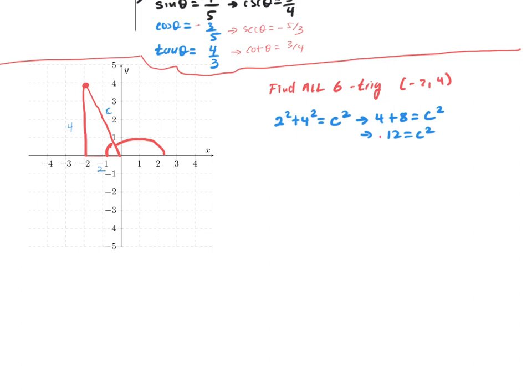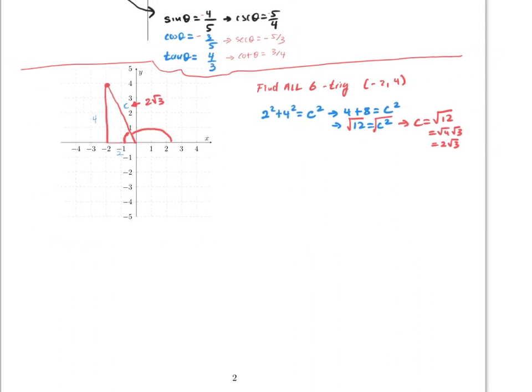And then you take the square root on both sides. That means c is the square root of 12. But remember, this is 4 times 3, so this is 2 radical 3. Okay, so therefore this one will be 2 radical 3. And now you have all sides.